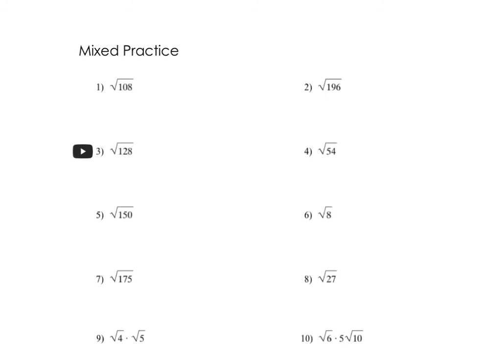128, I'm going to try 36. 36 doesn't go in. 128 divided by 16 is 8. I think there's a bigger number. I'm going to try 128 divided by 64. 64 goes into it. So I can rewrite the square root of 128 as the square root of 64 times the square root of 2. And I can simplify square root of 64 as 8 times the square root of 2.